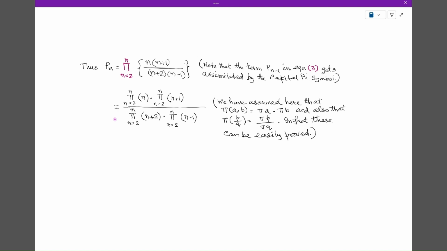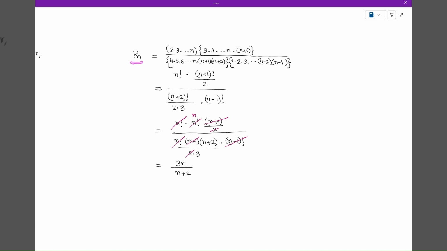So Pn can be written as pi of n varies from 2 to n of the first term. Similarly, pi of n varies from 2 to n the second term, divided by pi of n varying from 2 to n the first term in the denominator and pi of n varying from 2 to n the second term in the denominator. Here we have assumed that pi of a multiplied by b is equal to pi a multiplied by pi b, and also that pi of p plus q is equal to pi p divided by pi q. In fact, this can be easily proved as you can try yourself later.